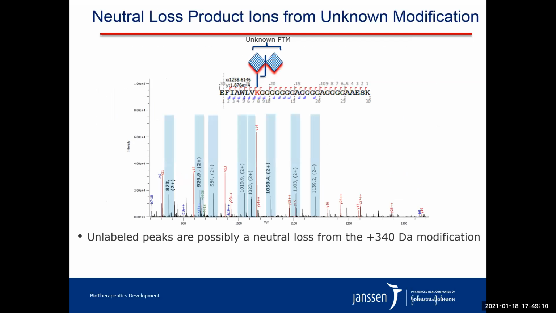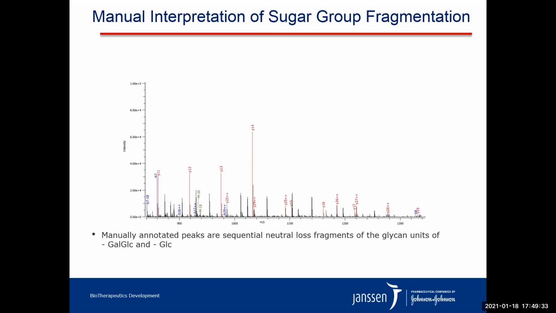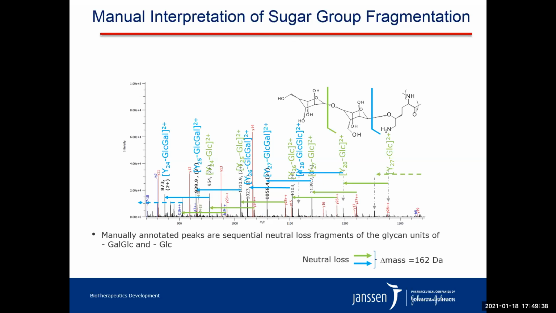Upon close examination of the MS/MS spectrum, we noticed a series of doubly charged peaks that were unannotated. We reasoned that these may be second-generation product ions produced from the unknown 340 Dalton modification. Looking at the mass spacing of the neutral masses, we manually deconvoluted the peak spacing between any two neutral loss peaks as 162 Daltons. This corresponds to the assembly of two hexose sugars that are coupled through a glycosidic bond with the loss of water.